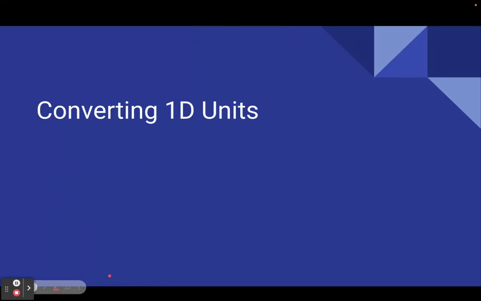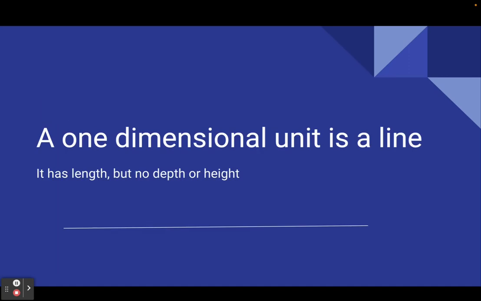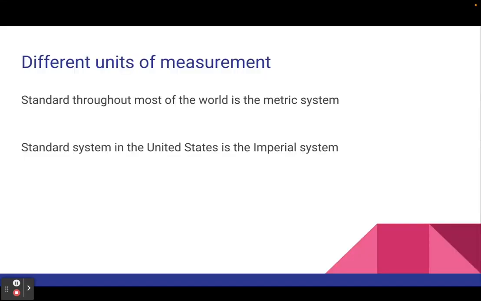Hi everyone. Today we're going to talk about converting one-dimensional units. First, let's talk about what a one-dimensional unit is. A one-dimensional unit is just a line. It has length, but it doesn't have any depth or height. We're going to work with two different units of measure today, the metric system and the imperial system.